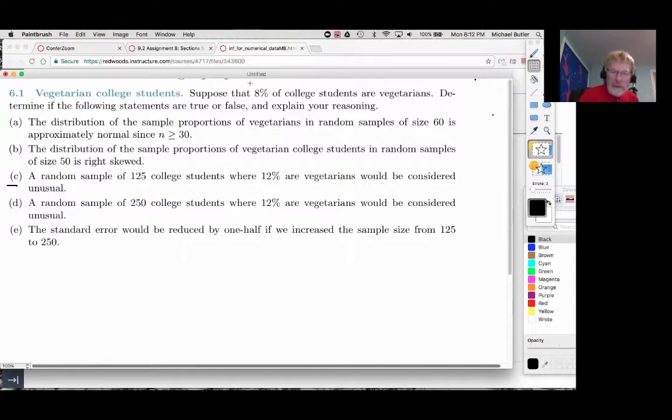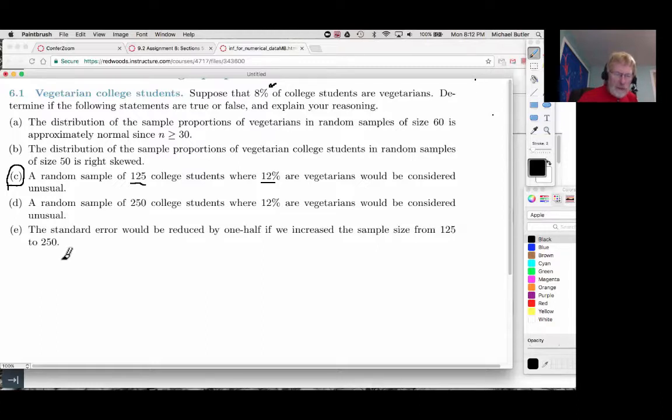So they tell us that suppose 8% of college students are vegetarians. Determine if the following statements are true or false and explain your reasoning, okay? So in part C here, what they've got is a random sample of 125 college students, so that's n, where the sample produced 12% vegetarians, and they want to know, would that be considered unusual given what the population proportion was supposed to be, which is 8%.